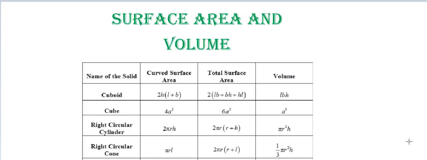In this video, we are going to discuss the surface areas and the volume. This chapter is basically a formula oriented chapter. We have studied different dimensions, curved surface area, total surface area, and volume in the previous video. This is an extension of that video. If you want to know the basics of curved surface area and total surface area, you can go through that video and come back and watch this video.